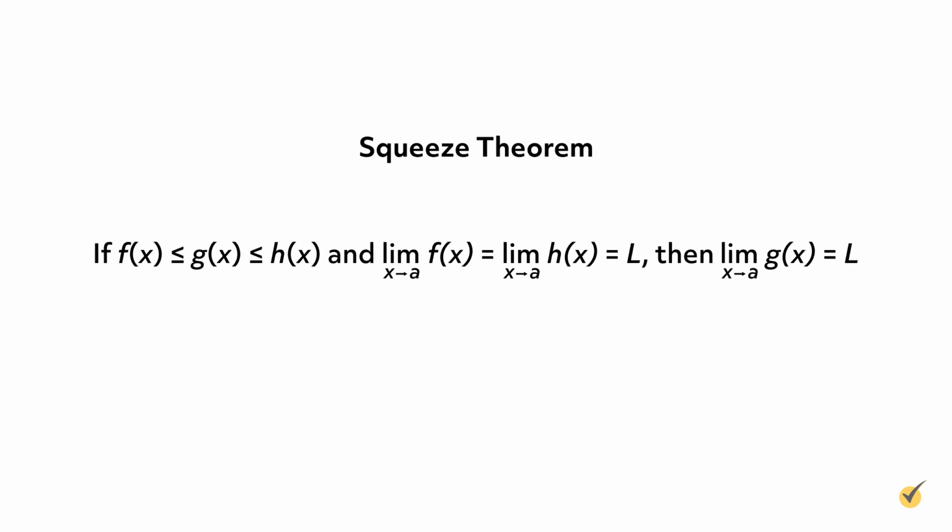If f of x is less than or equal to g of x is less than or equal to h of x, and the limit as x approaches a of f of x equals the limit as x approaches a of h of x equals L, then the limit as x approaches a of g of x equals L.